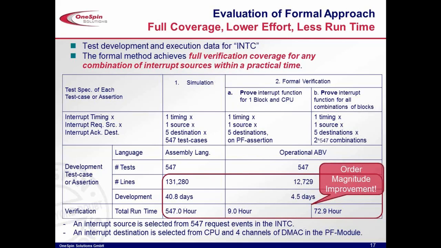And they had much less code generated, like an order of magnitude less. Looking at one interrupt source at a time, they had a runtime of 9 hours. And looking at a possible combination, they had 547 sources of interrupt. They had a runtime of 73 hours, which is still a sizable runtime, but it's much less than the simulation runtime, and it provides much higher quality because you're looking at all possible combinations. So I think this is a very, very interesting result.